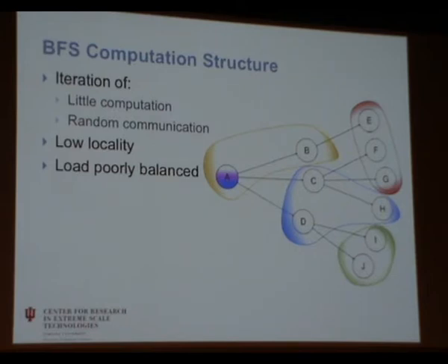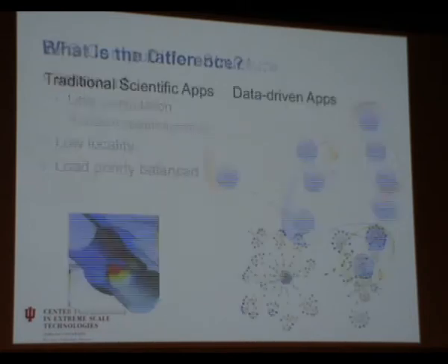And so if you walk through the breadth first search, you start with this vertex A, and then you explore its outgoing edges, and that gives you B, C, and D. And then you explore their outgoing edges to get the rest. And notice how many of these edges cross between processors represented by different colors here. And this is very much like many of the data-driven applications that we have to deal with.